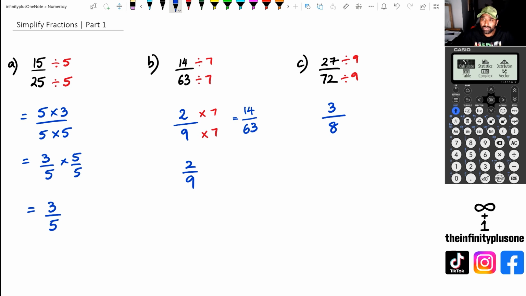Now what's really important to notice is that with these equivalent fractions, you can't simplify them any further. If you look at 3 over 5, we can't do anything smaller than that. Same with 2 over 9 and same with 3 over 8.